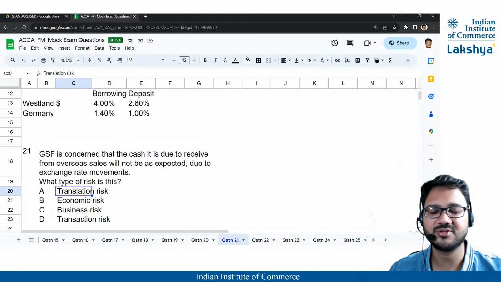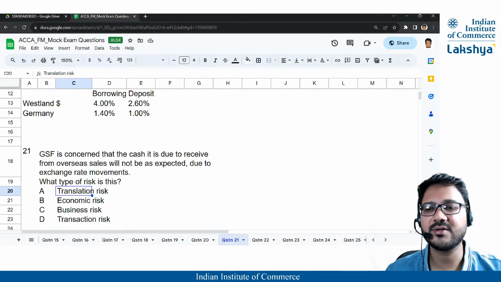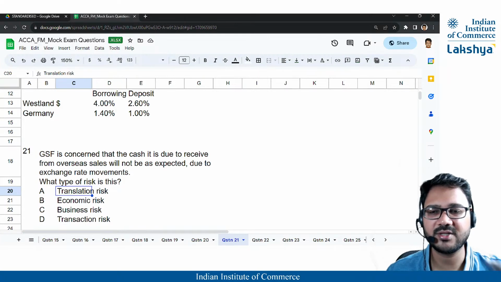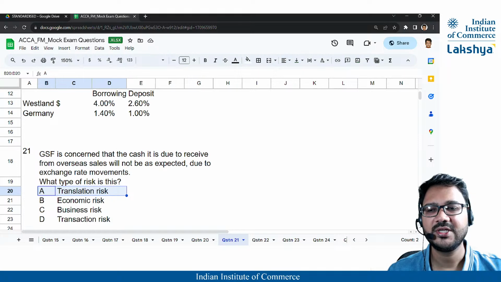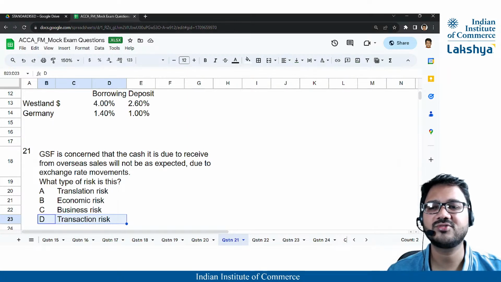Is it a translation risk? No, translation risk is a bookish risk, when you are reporting from one year to the other and combining all the figures. It's not even in fact a real risk. Economic risk is more long term in nature, has to do with the economy, therefore long term change in foreign exchange. Business risk does not have much to do with foreign exchange at all. So lastly, transaction risk, and yes, since you're getting the money later, there is transaction risk.